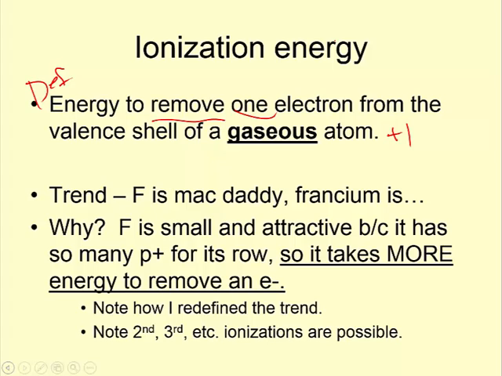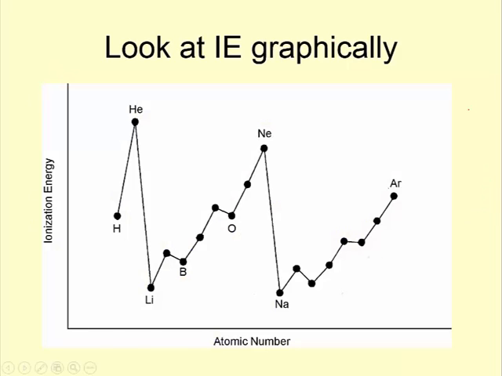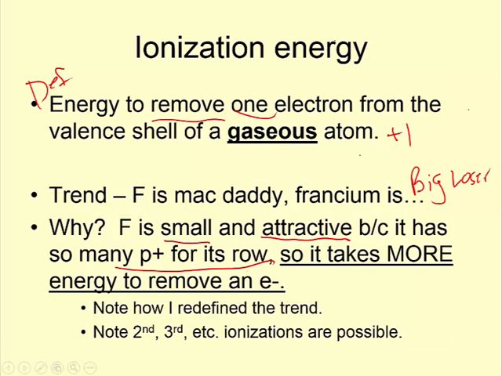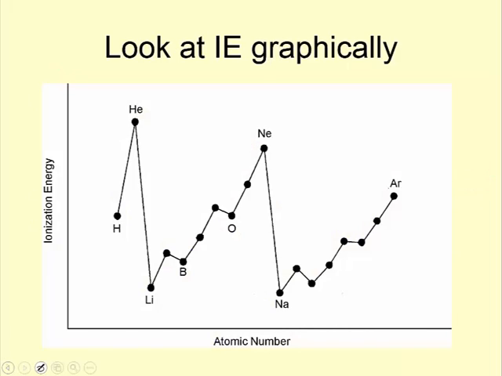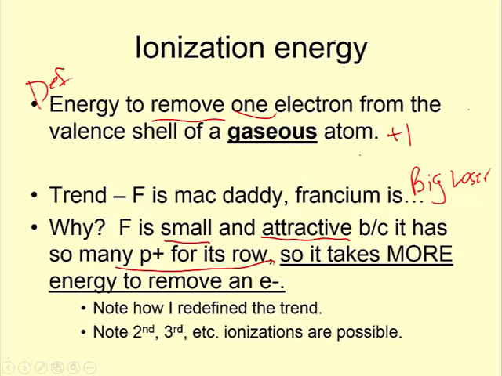Fluorine is the Mac Daddy. Francium is a big loser. Why is fluorine the best? Fluorine is small and attractive because it has so many protons for its row, so it takes more energy to remove an electron. So if you're trying to remove it, being small and attractive is helpful.